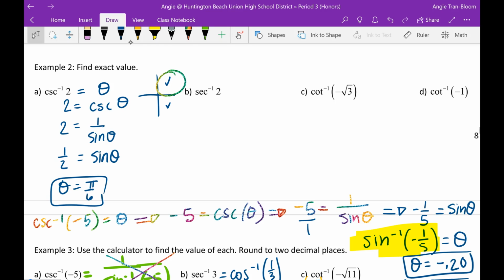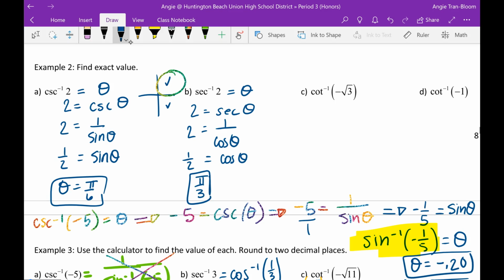Okay. Let me do B together, and then we'll come back to C. Now, if you don't know, or not super confident yet, can I set it equal to theta? Then I'm going to write 2 equals secant of theta. And if you're not confident with secant, what can you use? Cosine. So 1 over cosine of theta is 2. Can I flip it? So cosine of theta is 1 over 2. So by now, should you recognize this theta? Pi over 3.